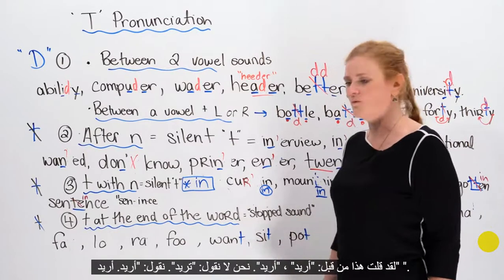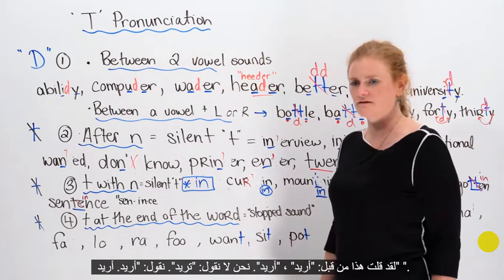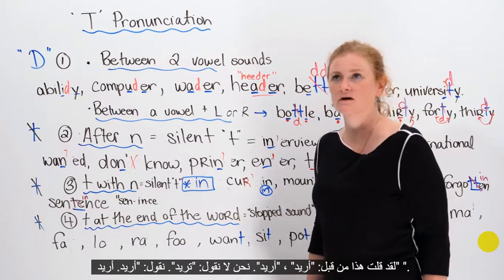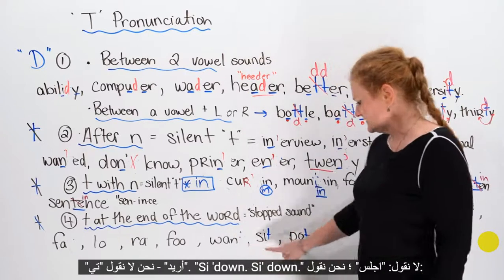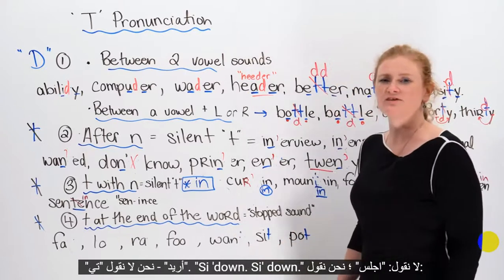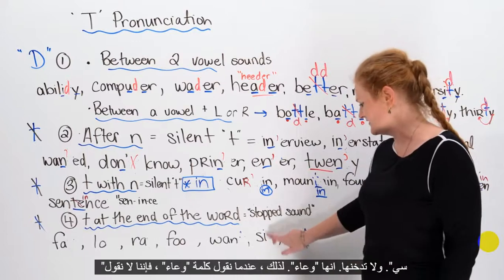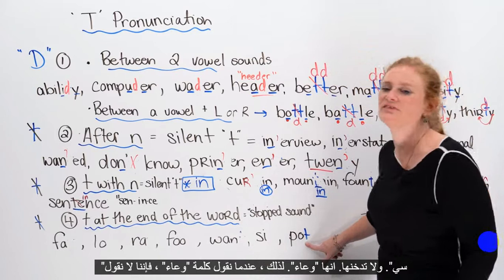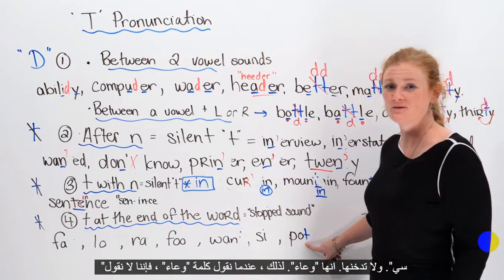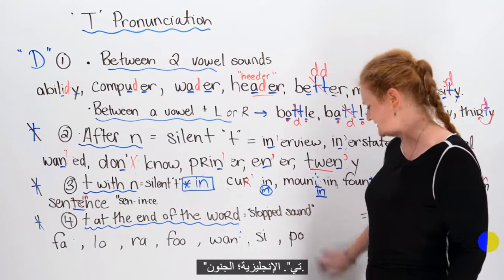I said this before, want, wanna. We don't say want, we say want. I want. We don't say the T. Sit down. We don't say sit down, we say sit down. And don't smoke it. It's pot. So when we say the word pot, we don't say the T.